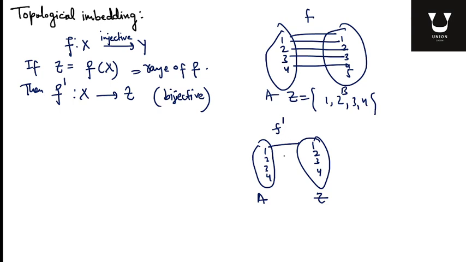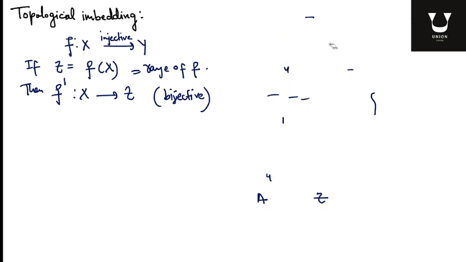Then this map takes 1 to 1, 2 to 2, 3 to 3, 4 to 4, because the rule is the same as f. Now, since f is injective, therefore f dash will be bijective. This is the idea. So then f dash from X to Z will be a bijective function.